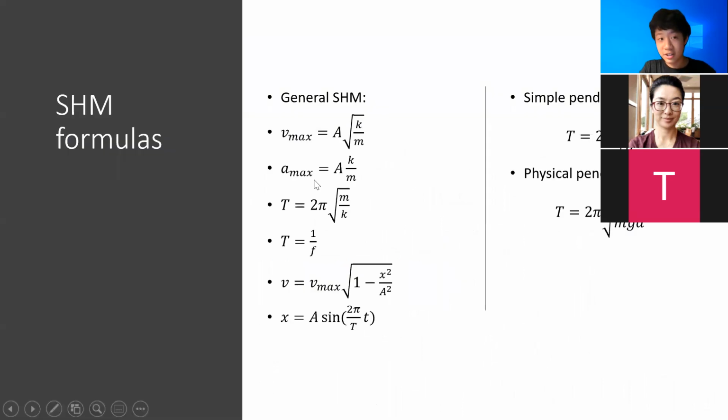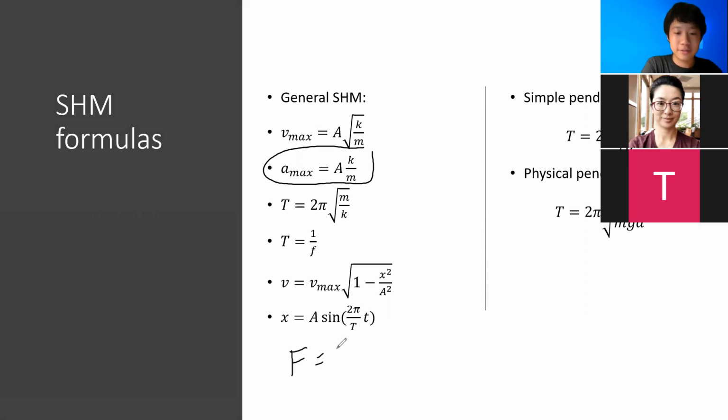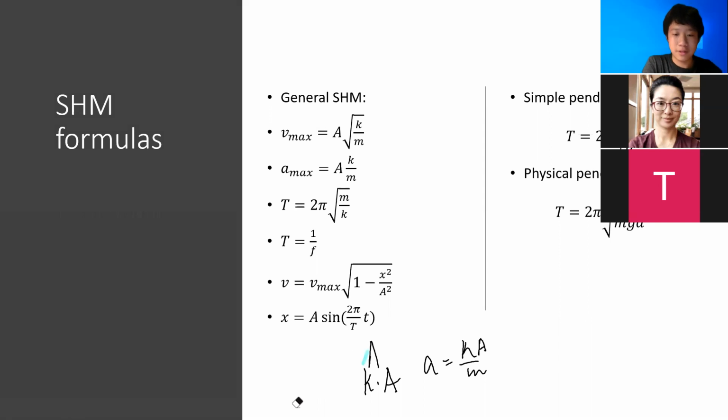So here are some general simple harmonic motion formulas. Take a photo, whatever you want, and keep it as reference for later on. And this formula, I did not mention it specifically in class. The maximum acceleration is A times k over m. This is just derived from F equals kA, because that's where the maximum force is obtained. And ma equals kA, so a equals kA over m. So that's where that formula came from, just a direct application of that formula.